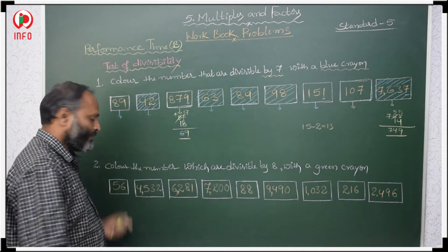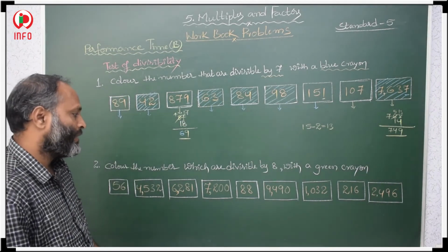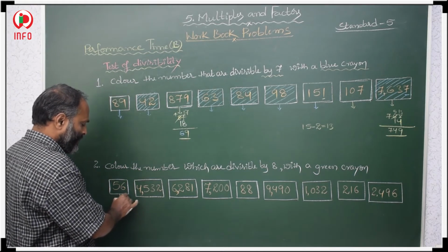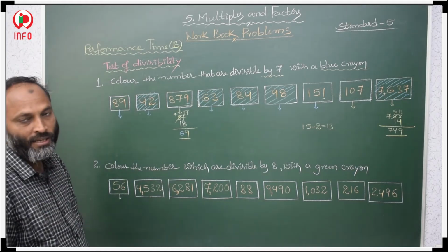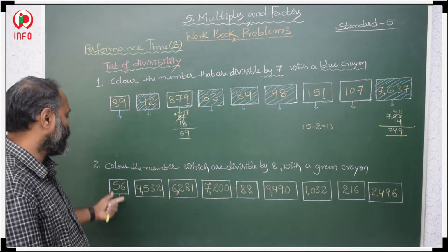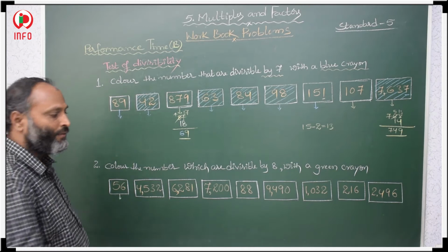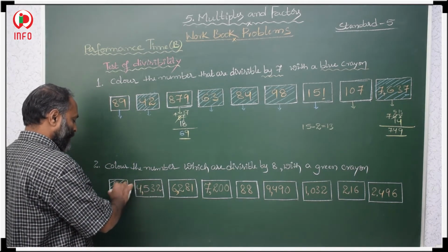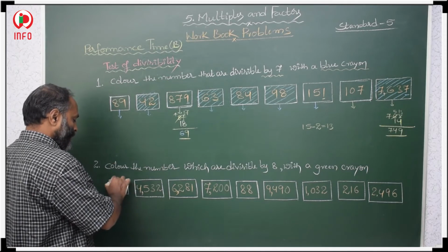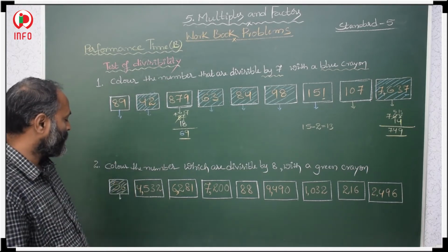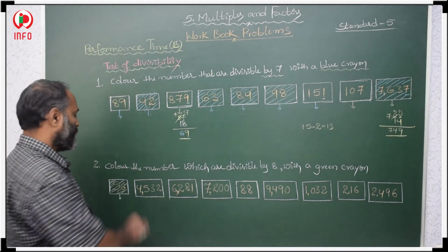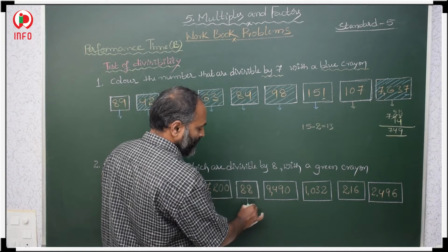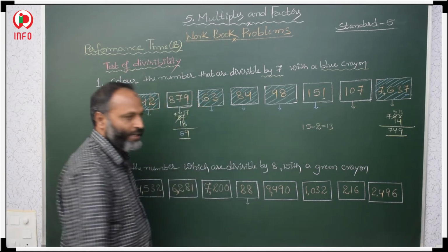First, this 56, it's a 2-digit number. First you go for your 2-digit numbers. 56: 8 5s are 40, 8 6s are 48, 8 7s are 56. It's divisible by 8. Color with green crayon. This 56 is divisible by 8. Then this is a 2-digit number, next you check 88. What about 88?